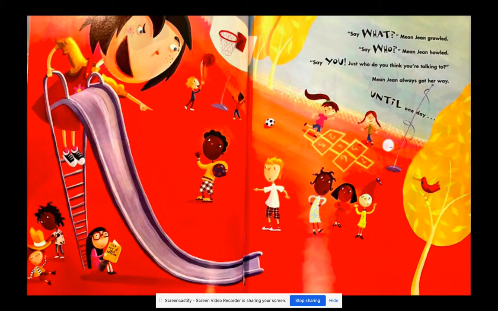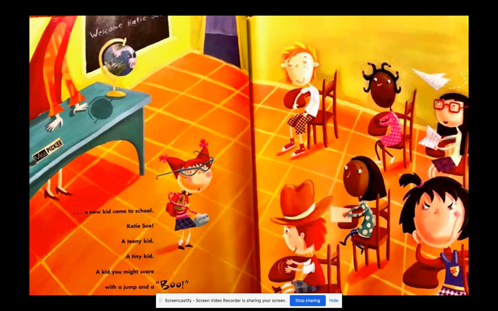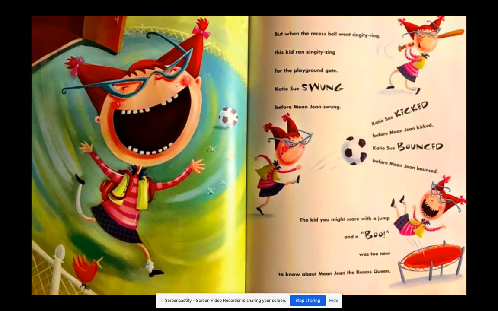Until one day, a new kid came to school. Katie Sue. A teeny kid. A tiny kid. A kid you might scare with a jump and a boo. But when the recess bell went ringety ring, this kid ran zingety zing for the playground gate. Katie Sue swung before Mean Jean swung.